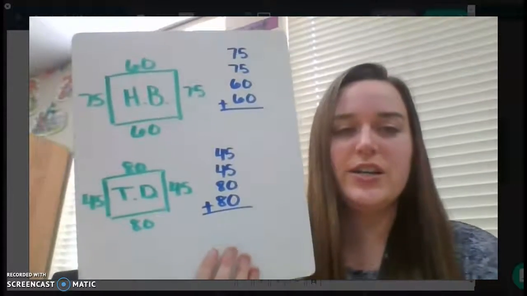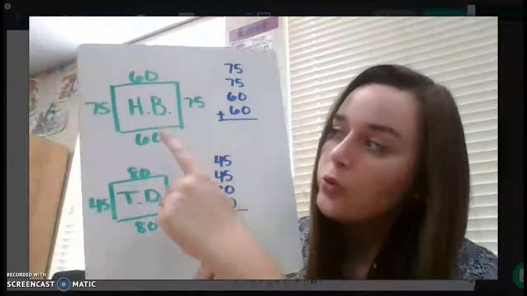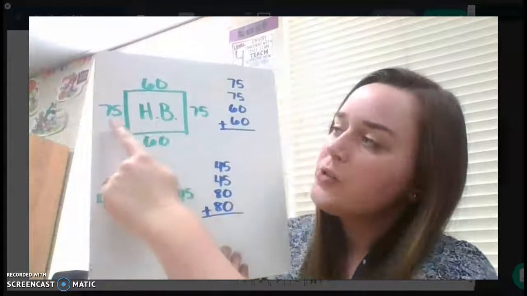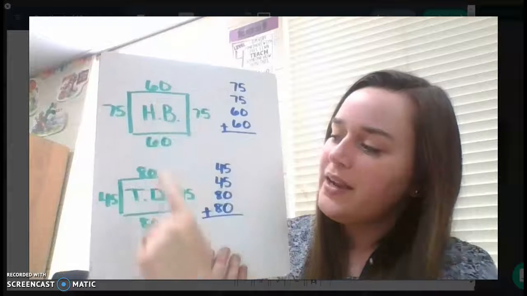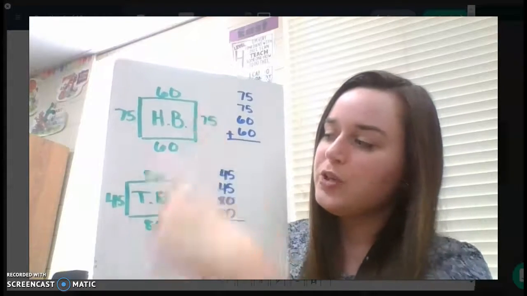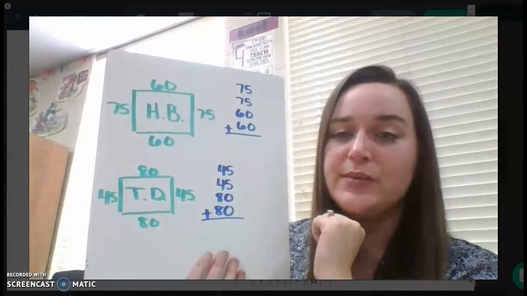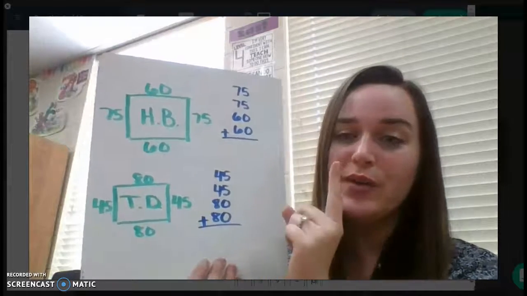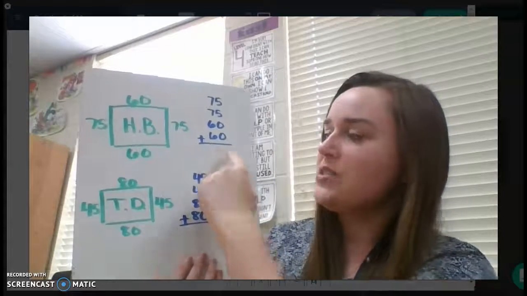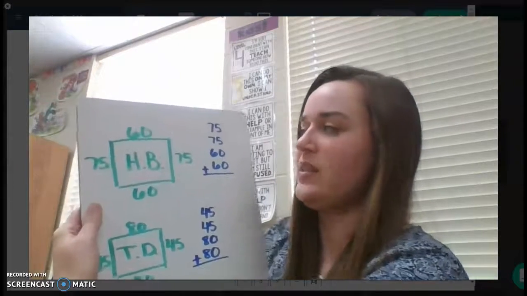Okay, so what I have drawn here, I put an HB for the horse barn and a TD for the tiger den. So the horse barn was 75 by 60 and the tiger den was 45 by 80. So we need to find the perimeter of both of these and then we'll need to add them together because the zookeeper only wants to make 1 trip to the store. So we have 2 75s plus 2 60s. So let's do that math together.